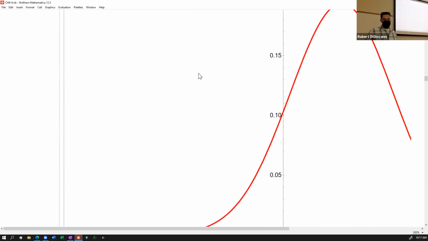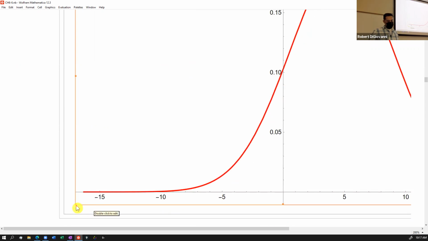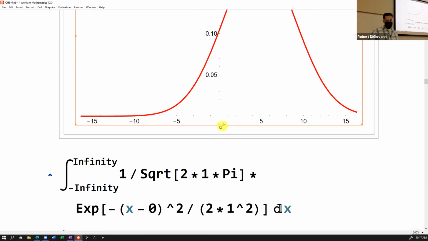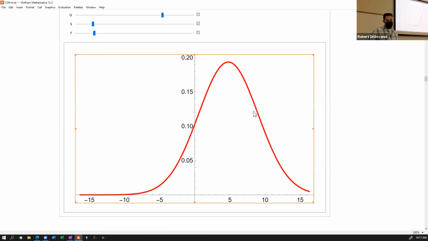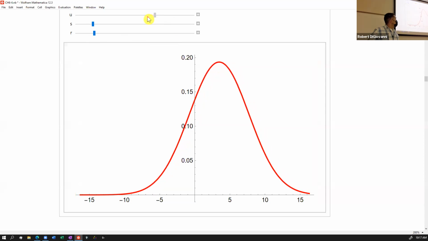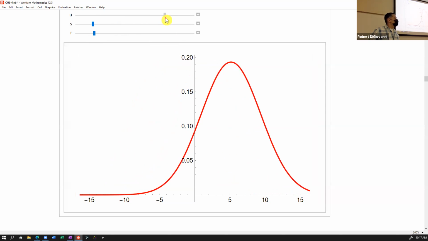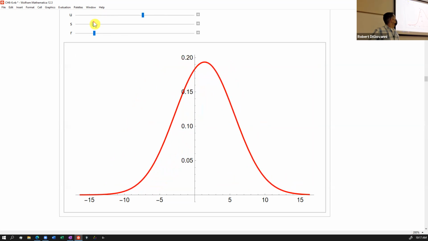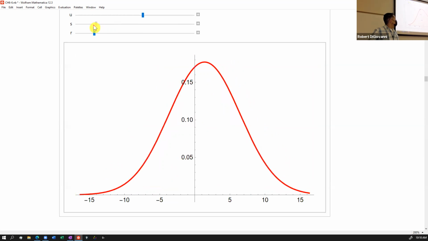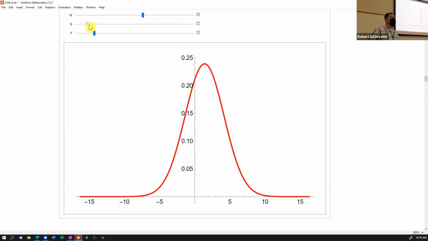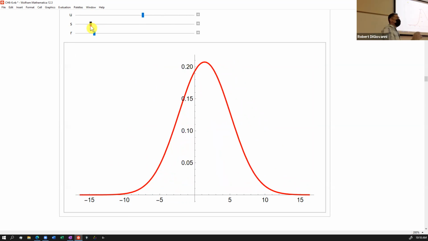Here's what it looks like graphically. Now the mu and the sigma, I can change. And what it does is it moves this graph left and right. And it moves this out and in, okay? And the graph goes in both directions forever.